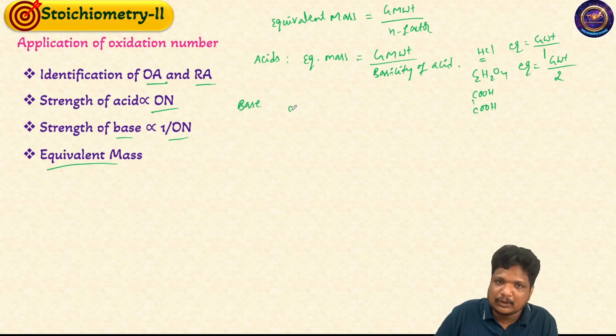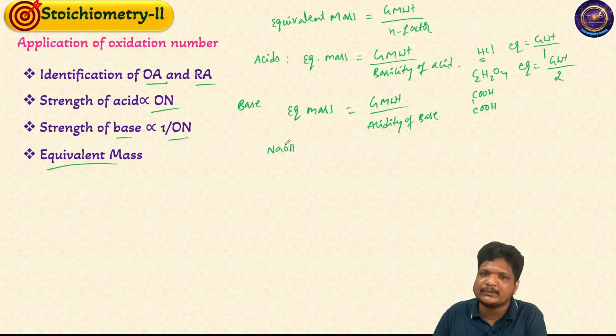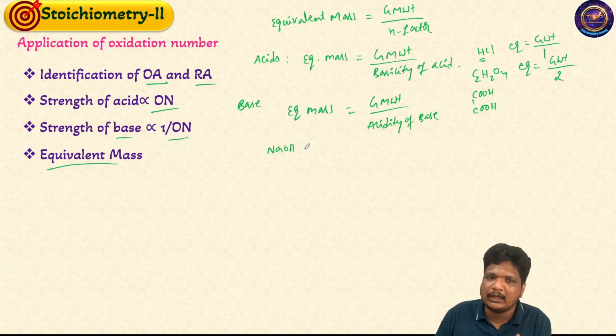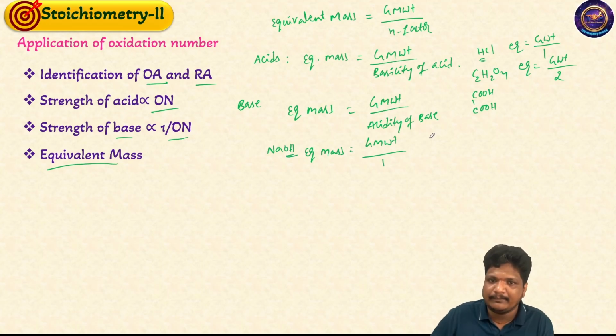సేమ్ సో ఫర్ బేస్ ఈక్వాలెంట్ మాస్ ఈజ్ ఈక్వల్ టు గ్రామ్ మాలిక్యులర్ వెయిట్ బై acidity of base. For example, NaOH తీసుకున్నాం అనుకోండి, acidity of base is nothing but number of OH minus ions given by one molecule of base. సో ఈక్వాలెంట్ మాస్ ఈజ్ ఈక్వల్ టు గ్రామ్ మాలిక్యులర్ మాస్ బై acidity of base, ఎన్ని OH ఇస్తుంది, అక్కడ ఒకటే ఇస్తుంది, బై 1. నెక్స్ట్ వన్ ఈజ్ కాల్షియం హైడ్రాక్సైడ్ Ca(OH)2.